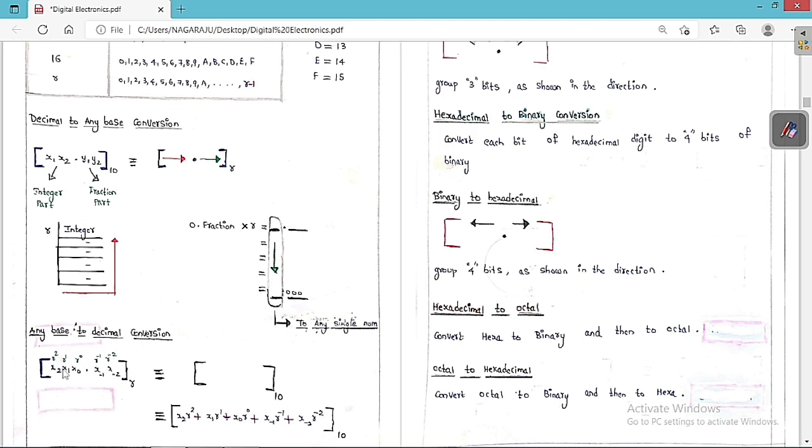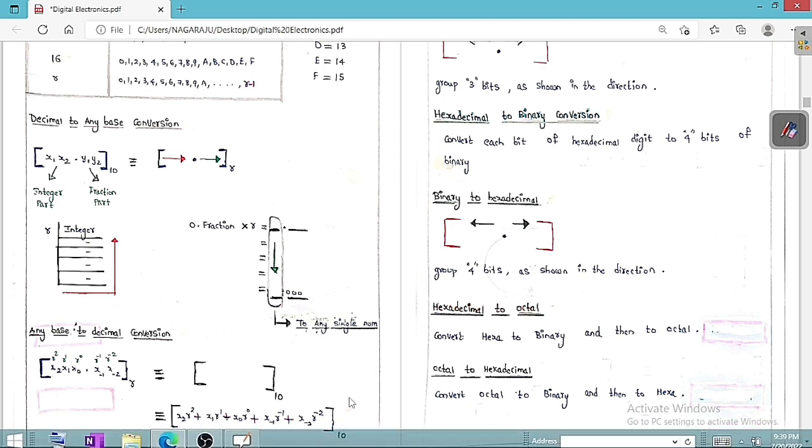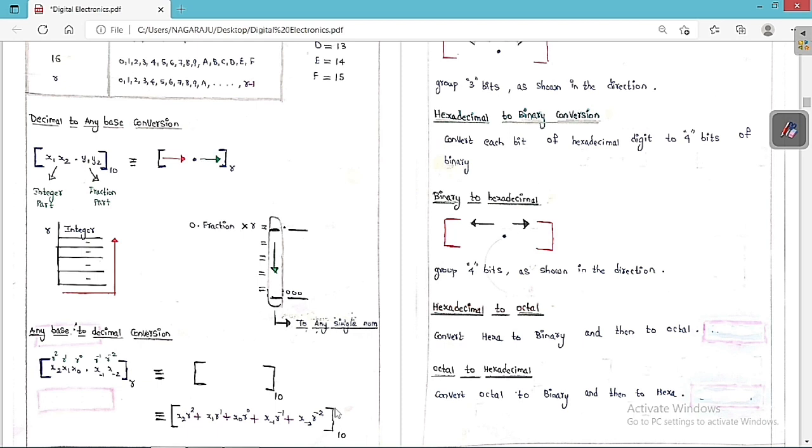So here it is r squared into x2 plus r to the power of 1 into x1 plus r to the power of 0 into x0 plus r to the power of minus 1 into x minus 1 plus r to the power of minus 2 into x minus 2. Finally, if you sum all these things, you get the number in the decimal number system. This is the principle that you always have to keep in mind.